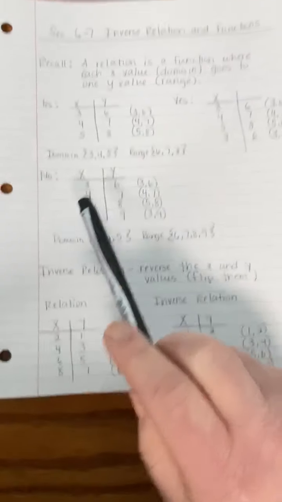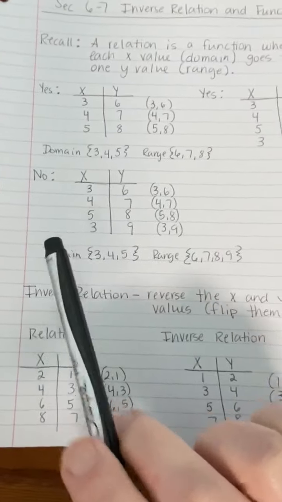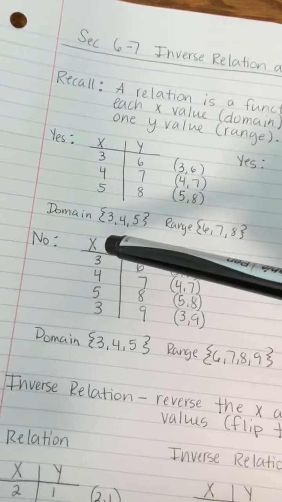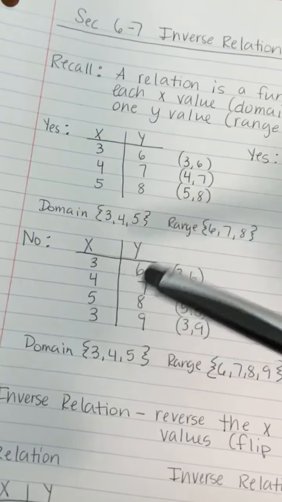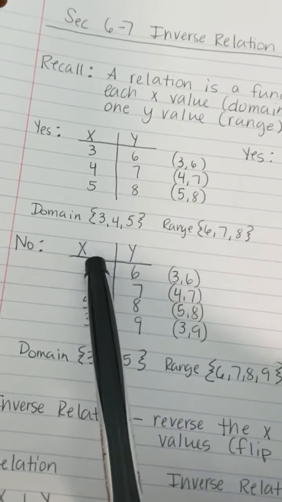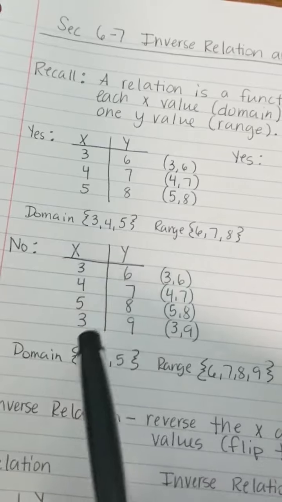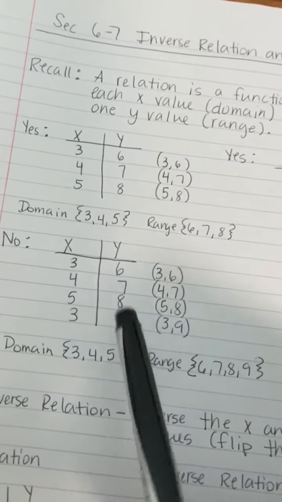On this last one, this ends up being no, not a function, because my 3's repeat, but my numbers on this side are different. One is a 6 and one is a 9. So this is an example of boyfriend 3 going out with girlfriend 6 on one day and going out with girlfriend 9 on another day, right?